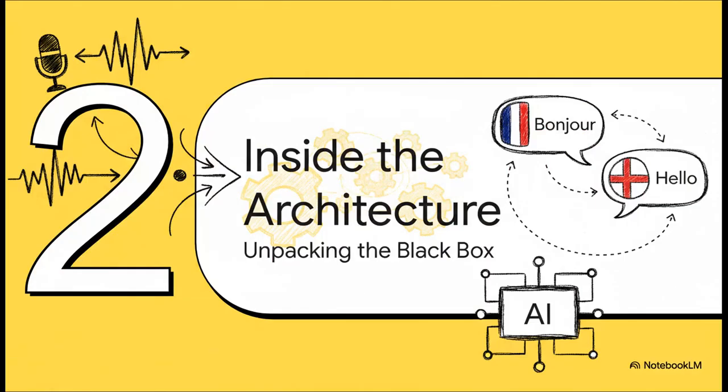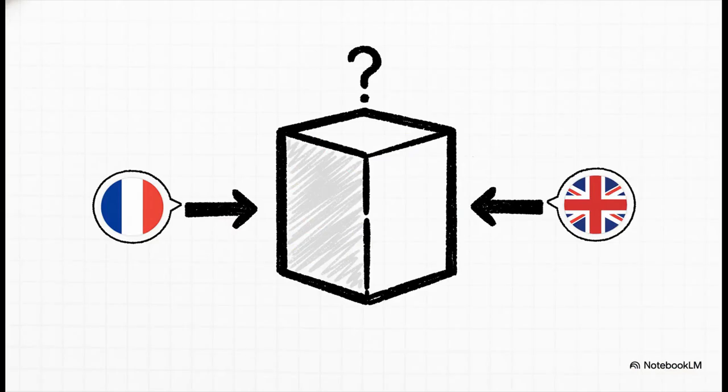So at its core, the original Transformer was designed for what we call sequence-to-sequence tasks. The classic example is translation. You put in a sentence in one language, and you want to get it out in another. Right. An input sequence goes in, and an output sequence comes out. Looks simple from the outside. But what is actually going on inside that black box?